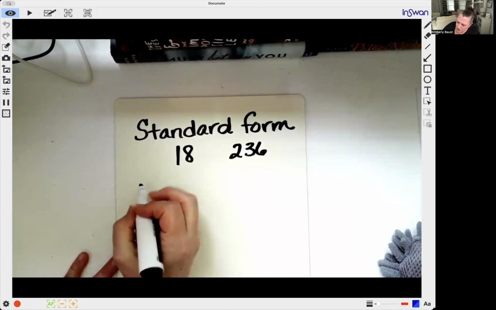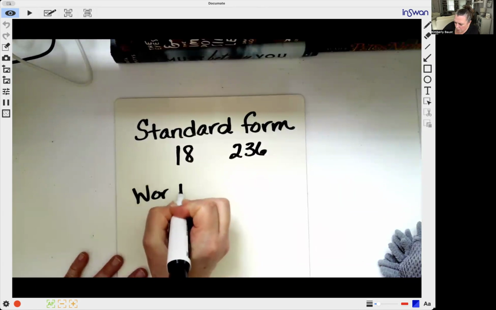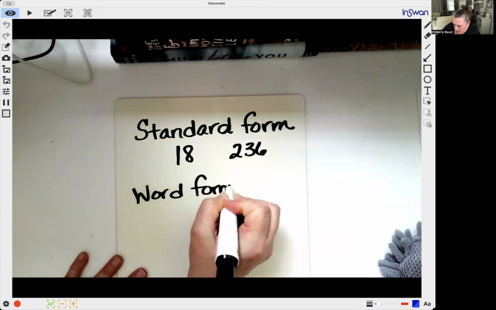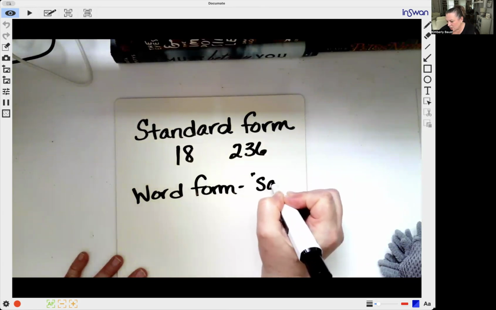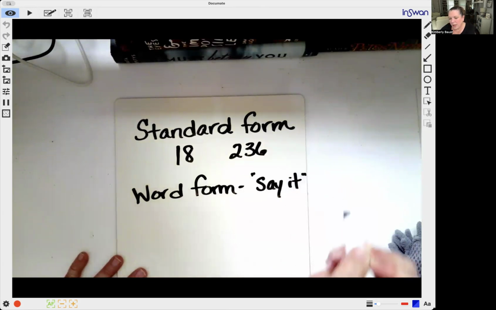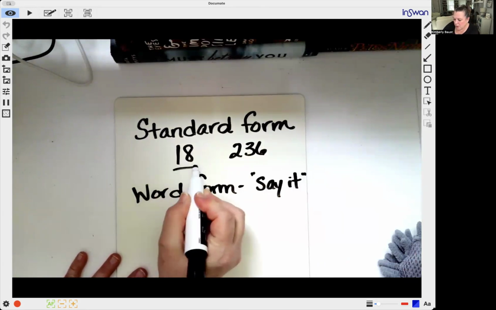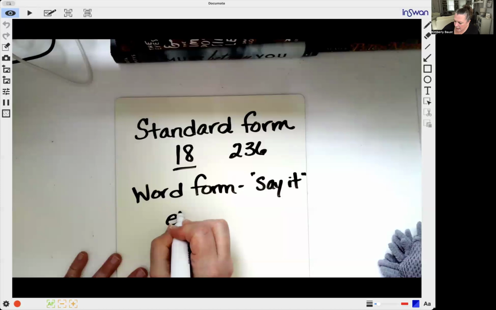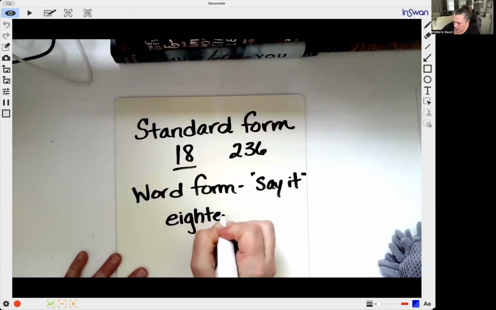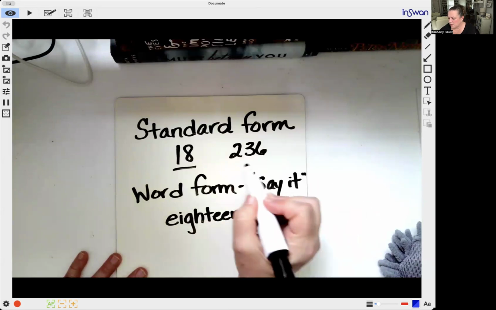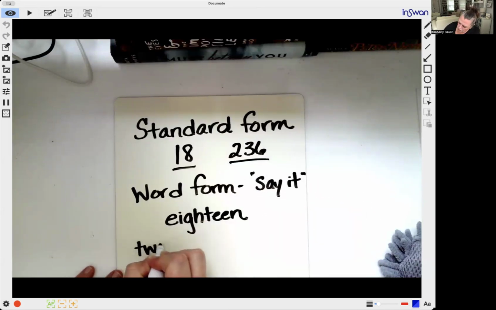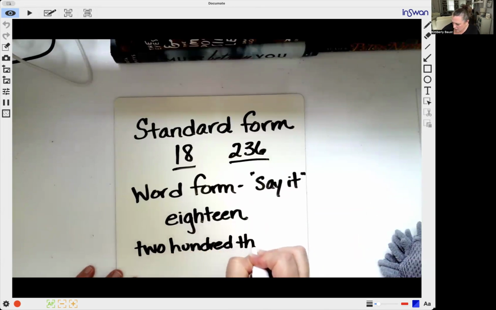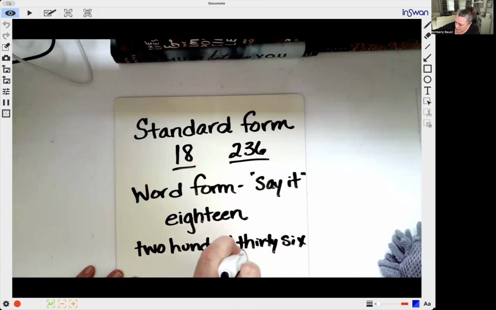Okay. Then you have word form. And this is how you say it. So for example, this number right here, we say 18. For this number right here, we say 236. Not putting an "and" here. Okay. Do not put the "and" there.